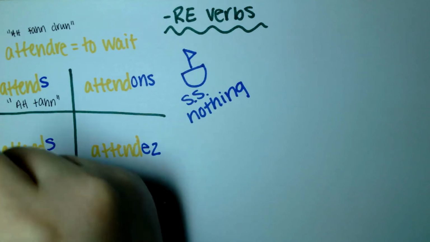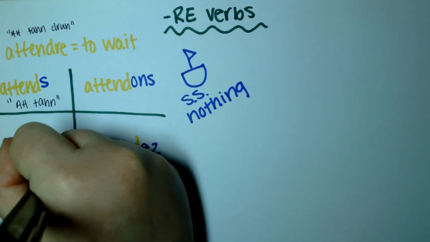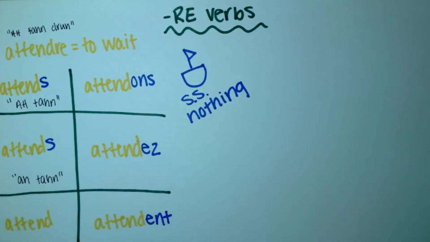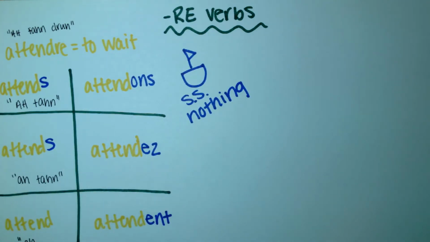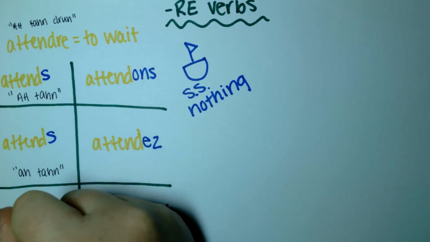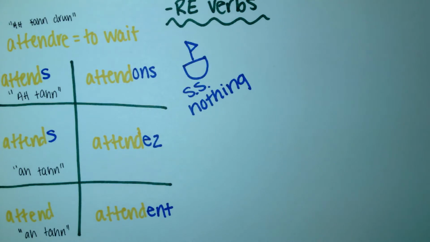Okay? For tu, it's the same thing, attend. For il, elle, on, the same thing. So the first half of our chart's pretty easy so far, attend. For nous, we're going to take this and add ons to the end. Attend, don't.